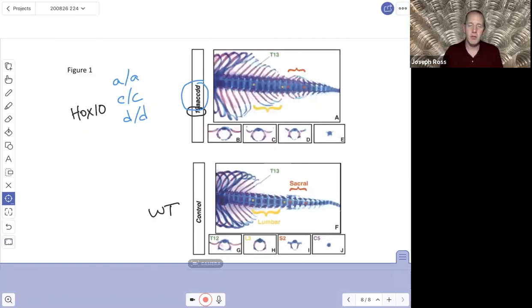And now here, they're just asking, what does that do to the development of the mouse? And then we use our eyes and we compare the top and the bottom panels, and we see what the effect is on a mouse of not having these 3 paralogs of the HOX10 gene, HOX10A, HOX10C, and HOX10D.